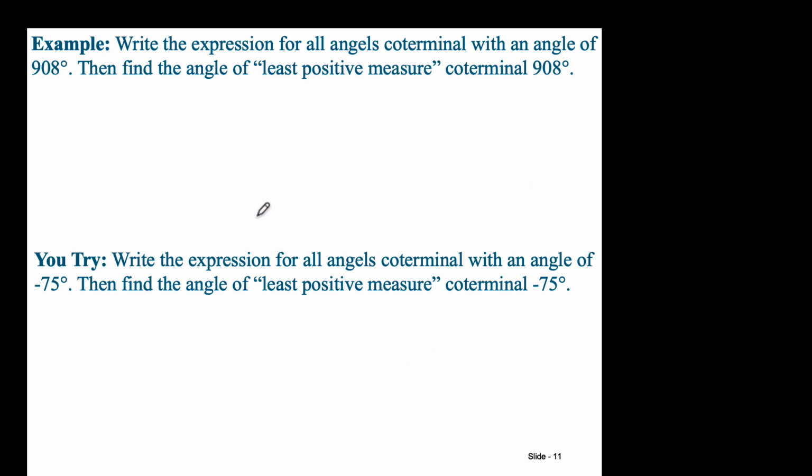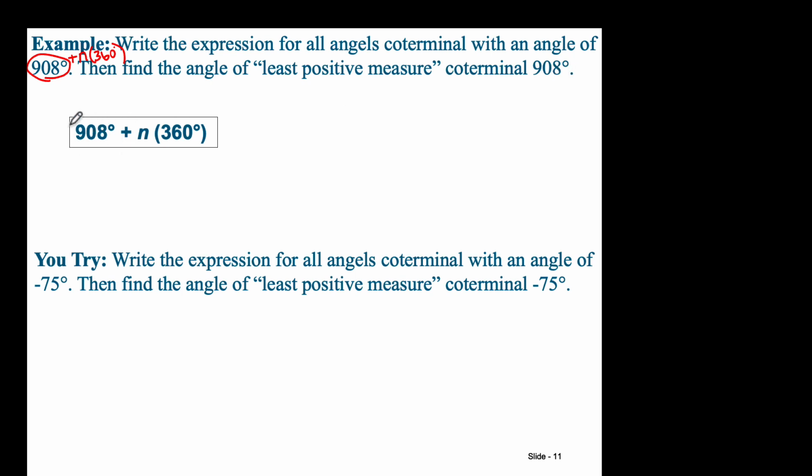Example, write the expression for all angles coterminal with an angle of 908 degrees. Then find the angle of least positive measure coterminal to that 908 degrees. Okay, first task, write an expression for all angles coterminal to 908. So we're going to write our 908 plus some number of full rotations, which we express as 360 degrees. So it would look like this: 908 degrees plus n many 360s. Second task, find the angle of least positive measure coterminal to 908 degrees.